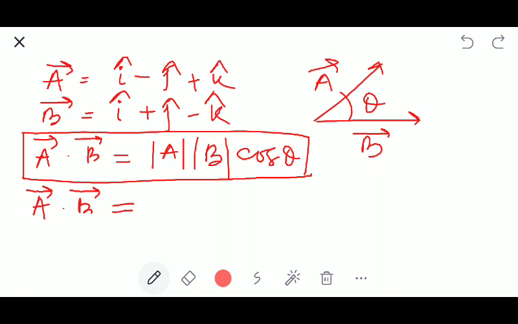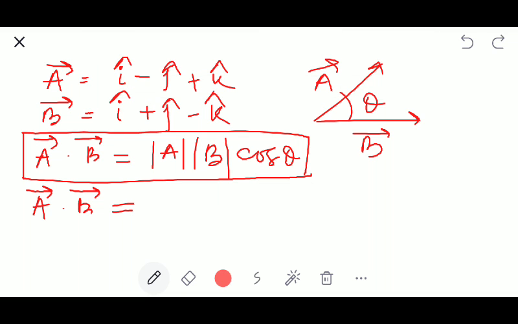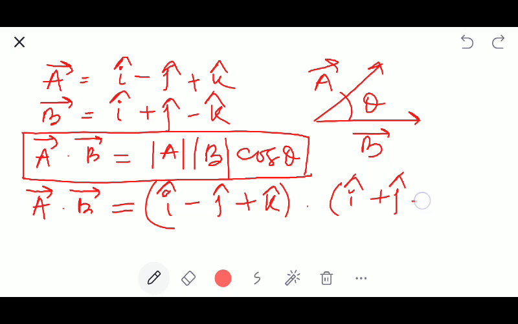Now, while I'm making this video, you guys are watching it, okay? So just try to solve it on your own at first. In this case A vector dot B vector equals i cap minus j cap plus k cap dot i cap plus j cap minus k cap, right?